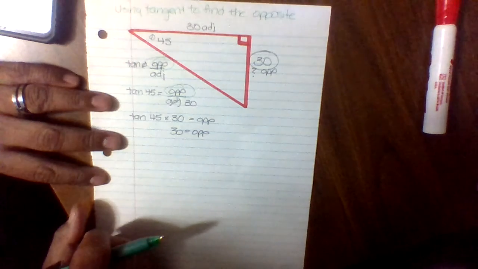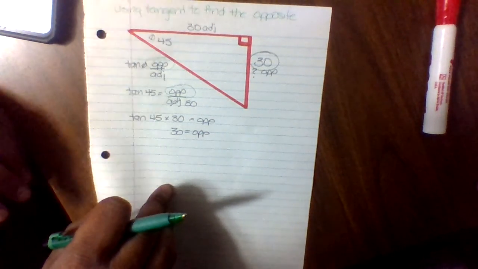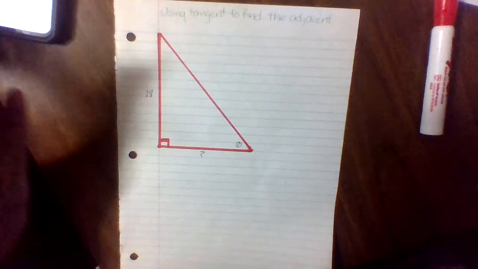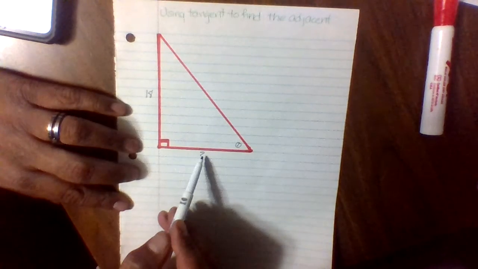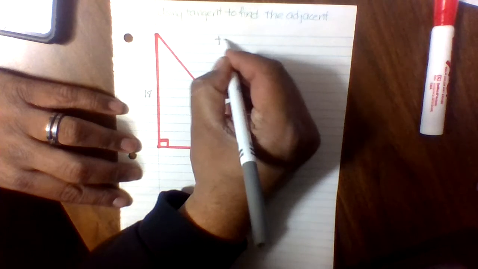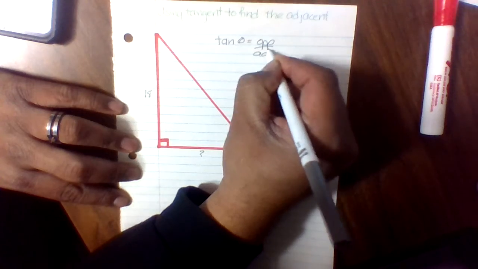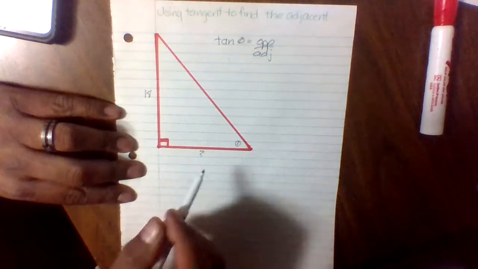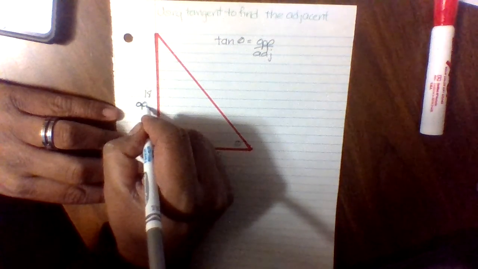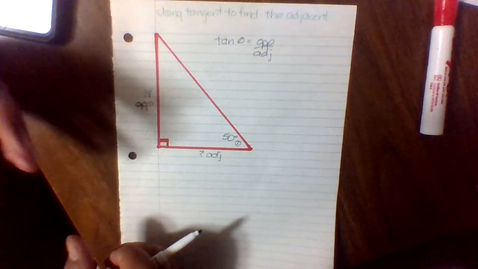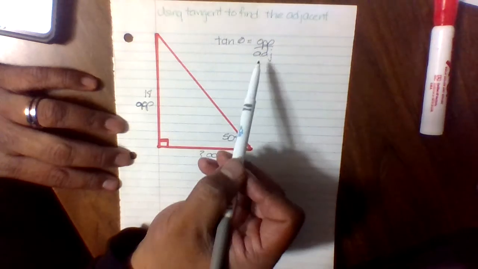Now what happens if we're trying to find the other? Well, let's flip this and get rid of this sheet. Now in this one, we actually have to find the adjacent. That's this side here. So if we look at the ratio again, it's tangent of theta equals opposite over adjacent. We need to find the adjacent, so let's label it first. Let's give this an angle of 50. We need to find the ADJ, which is the bottom.